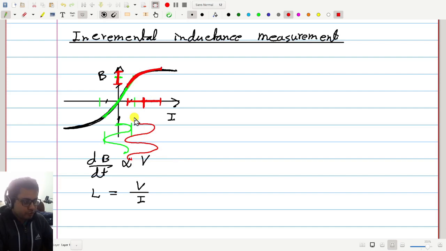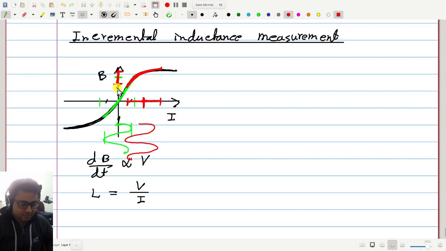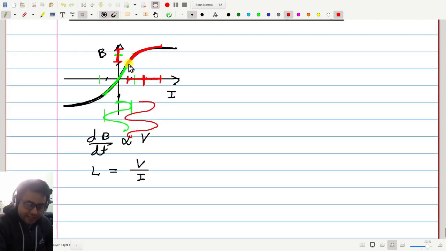Now suppose we want to measure this incremental inductance for a coil. What can we do? Sir, can you again explain why the inductance will be less? Thank you. So that is because you see that here the current is varying from here to here.